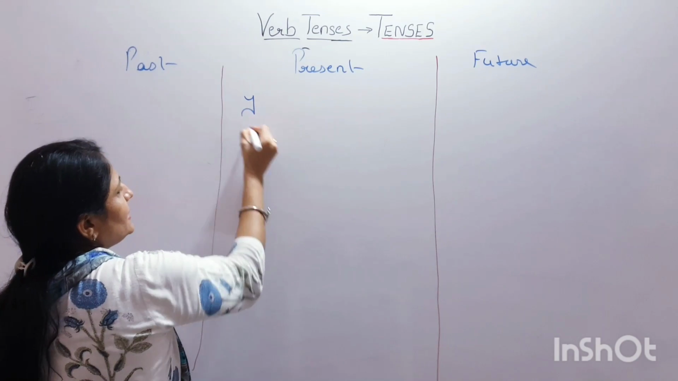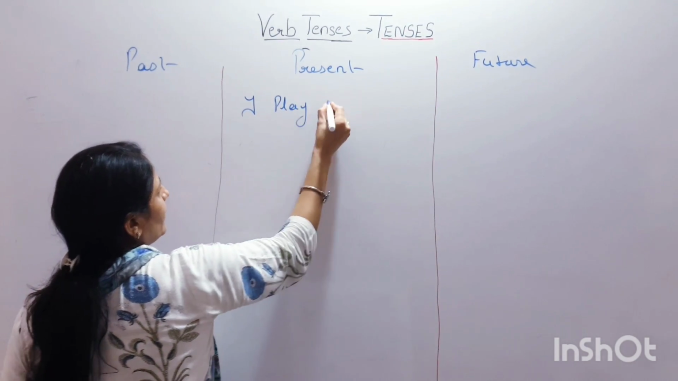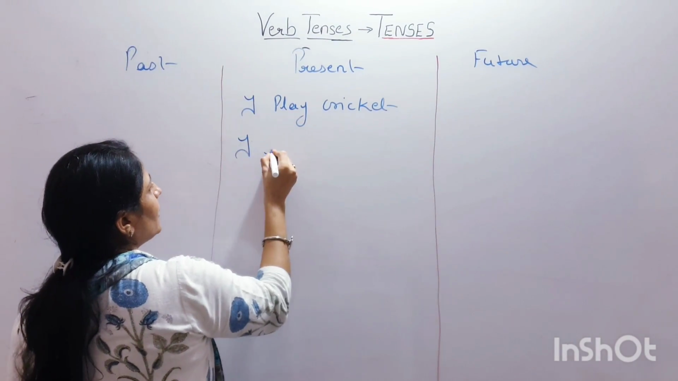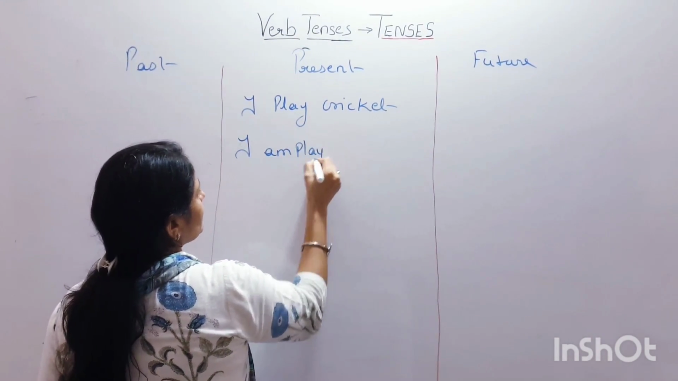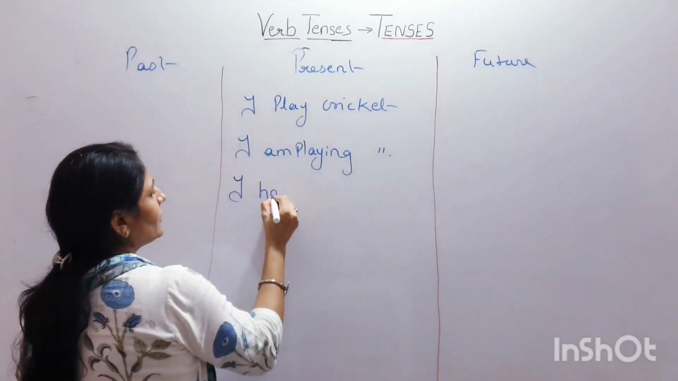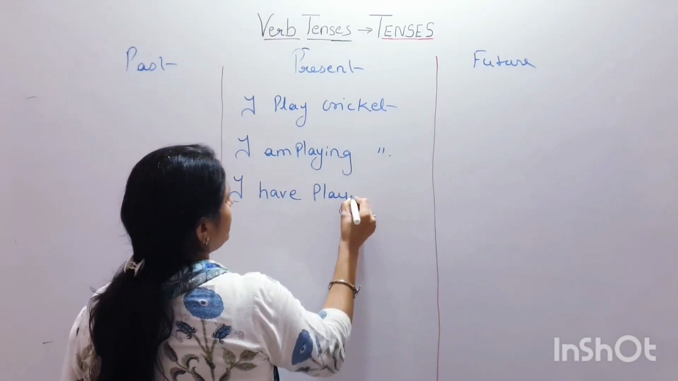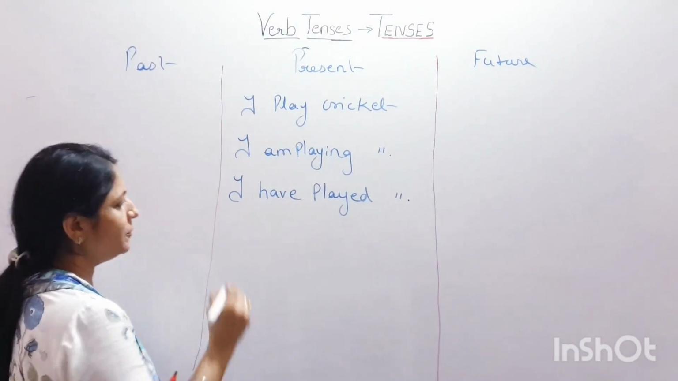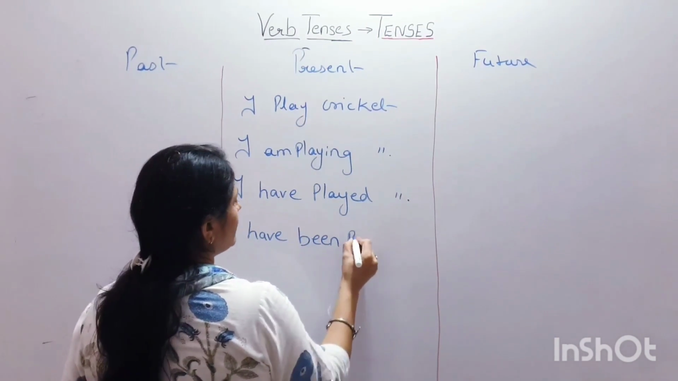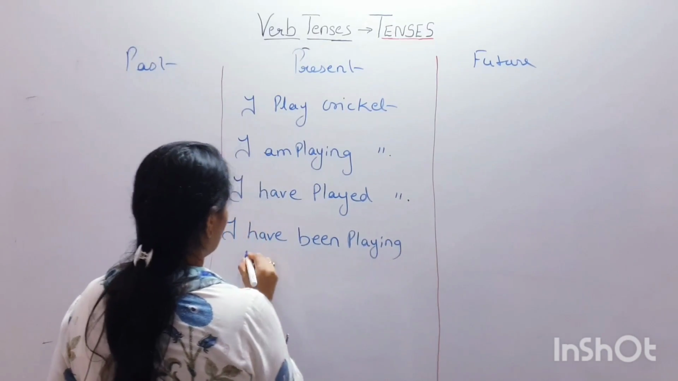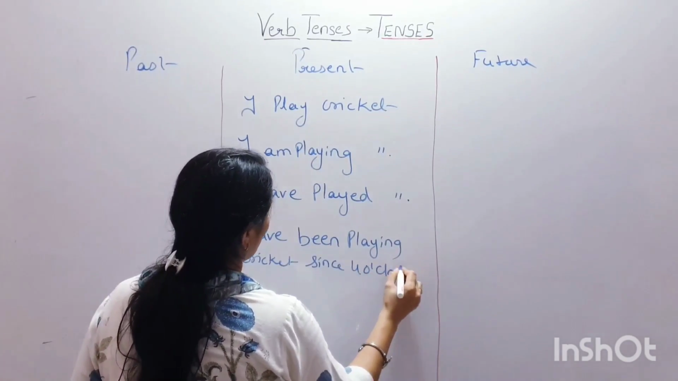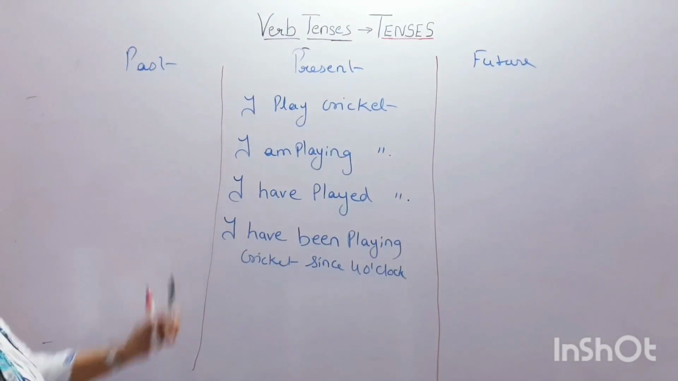The simple present is I play cricket. Okay, what will be the continuous form? It will be I am playing cricket. What will be the perfect form? I have played cricket. And what will be the continuous form? I have been playing cricket since 4 o'clock. These are the 4 forms of present tense.